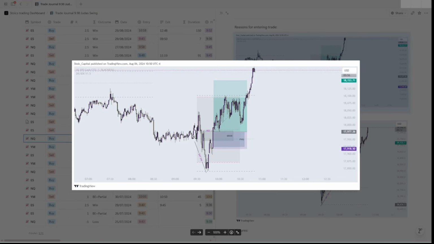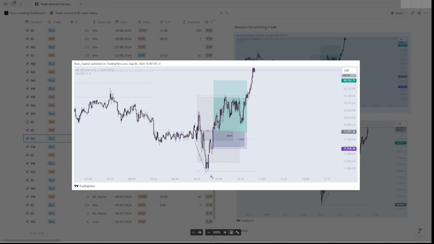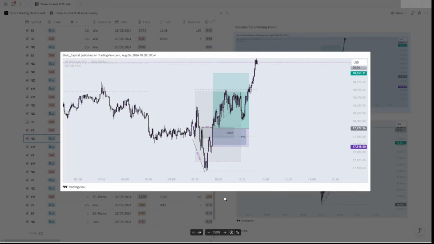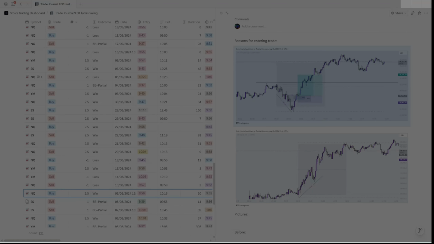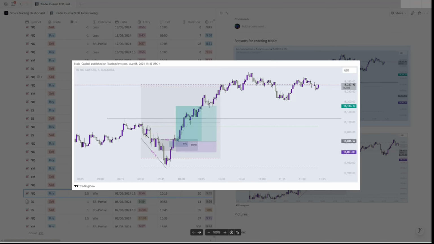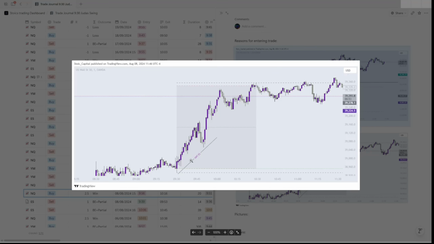For US30, we opened going lower on Nasdaq, but on US30 we went higher. That's the SMT. Mark structure shift, breaker block, FVG, pull back, we take our entry. Another great example of a winning trade here. Nasdaq opens, we go lower. US30, we just go higher.